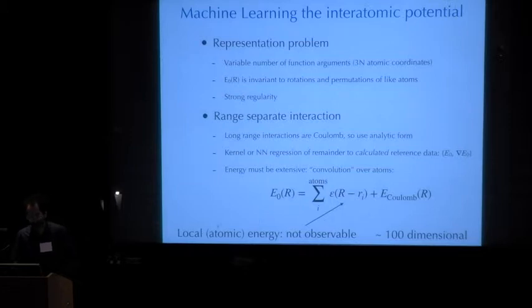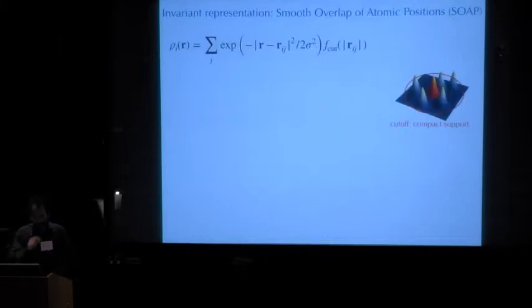And this local atomic energy, think of it as hidden variables, hidden parameters, right? That's a function I want to infer, but I don't have observations of it. I have observations of the total energy. And with a bit of playing around, you realize that the dimensionality of this local energy function is about 100 dimensional. That means you have about 30 neighbors which significantly influence the energy. So we're going to use kernel regression. And here's the kernel that we've built up over the last few years that has served us very well.